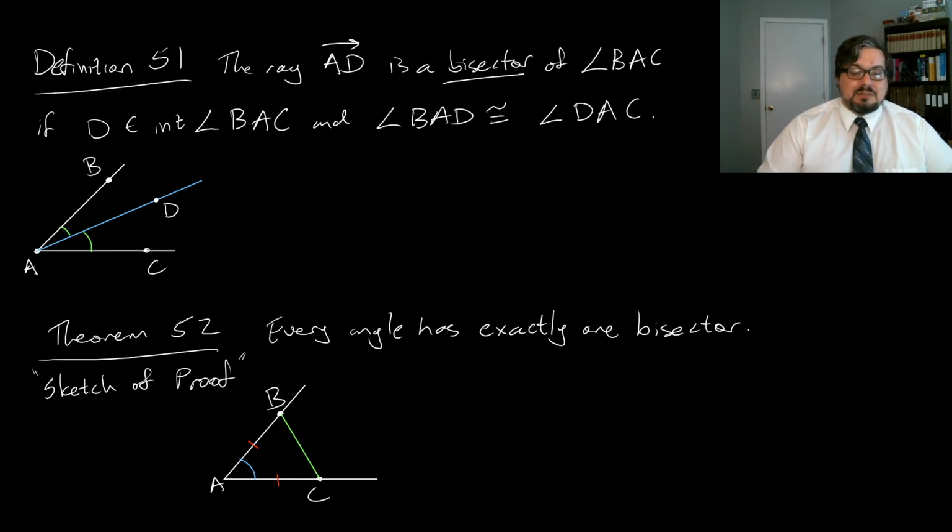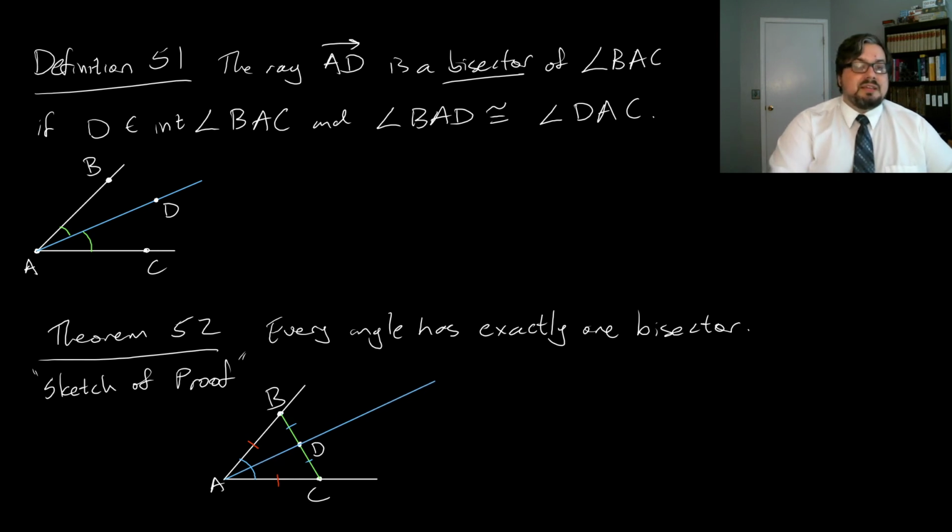Now, intuitively, the angle bisector should probably go through the midpoint of the segment between B and C. So let's go the other way. We know that we can construct this segment BC and choose D to be the midpoint of it. We know every segment has a midpoint. And now we can try constructing the ray AD.